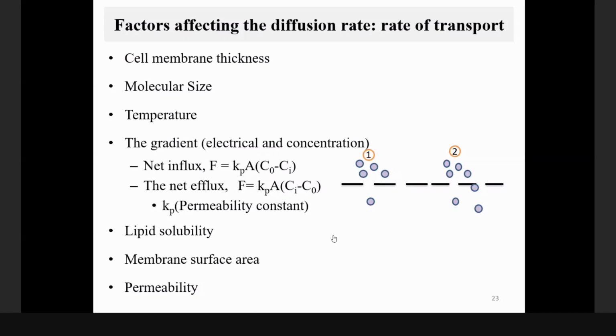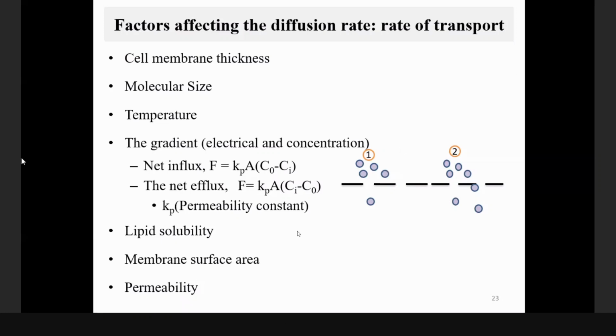The next is the molecular size. The smaller the size, the faster the movement, and the less time the substance takes to cross the cell membrane, so its diffusion rate is high. The third is the temperature. The higher the temperature, the higher the diffusion rate, and the less time taken by that substance to cross the cell membrane.